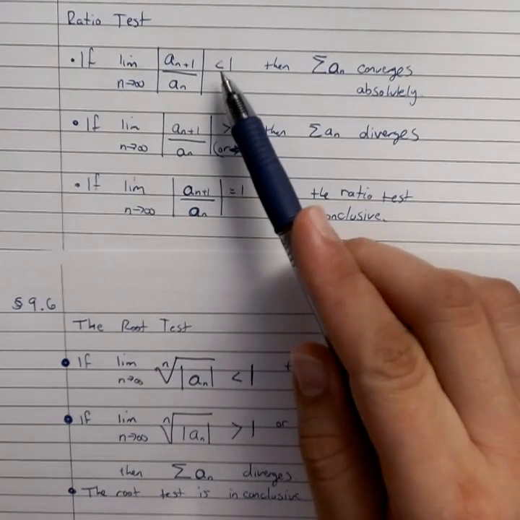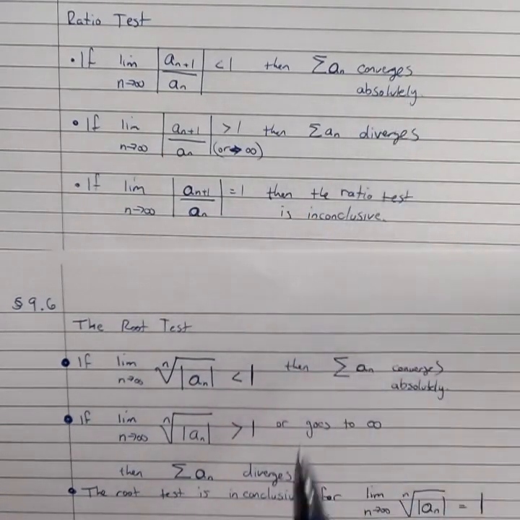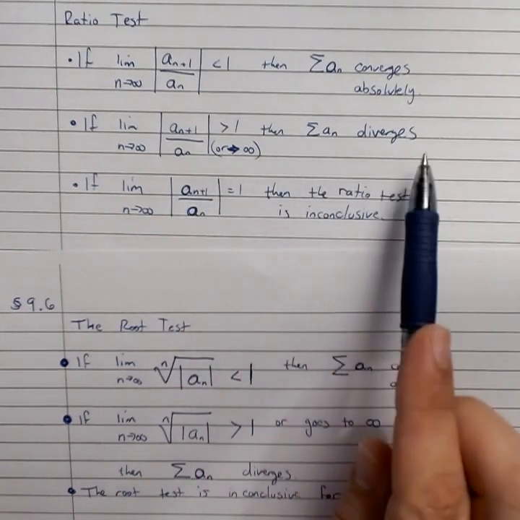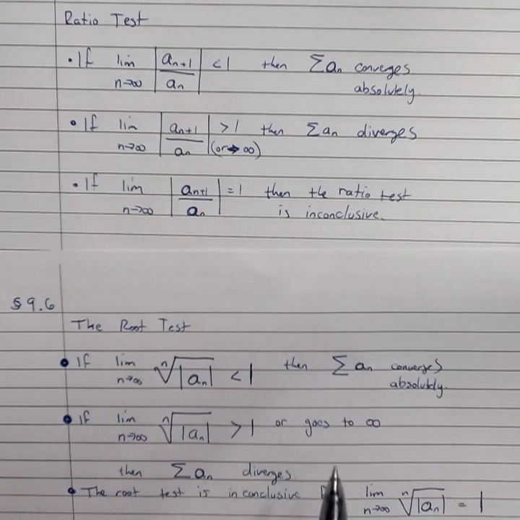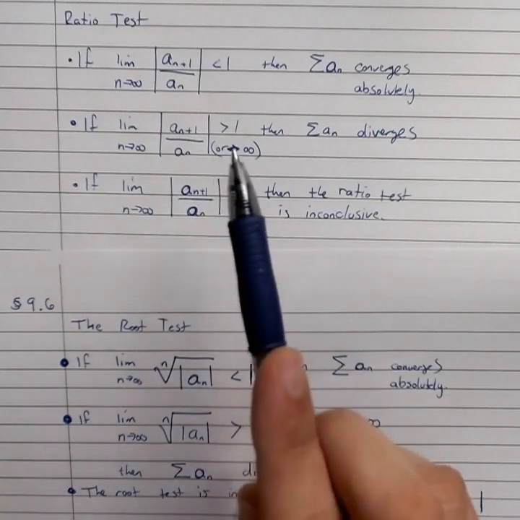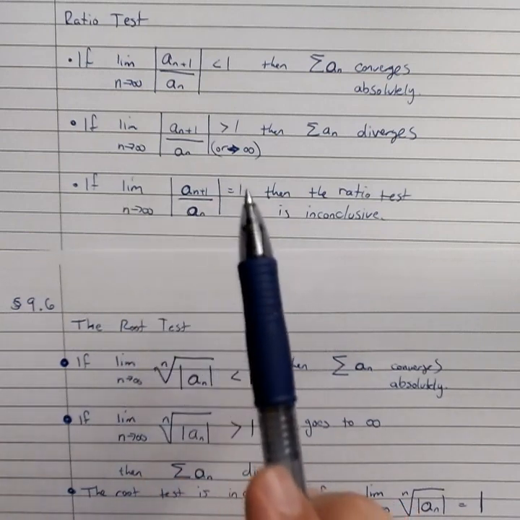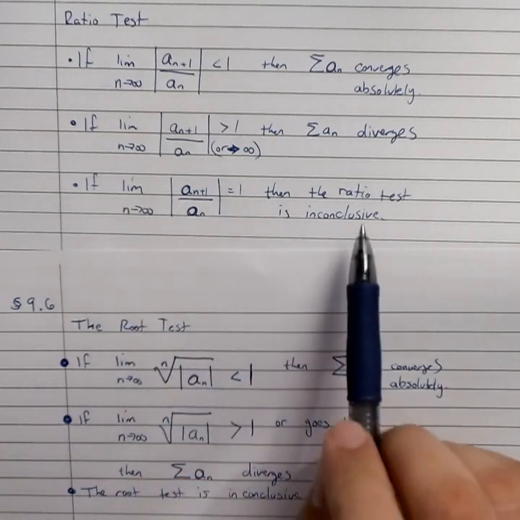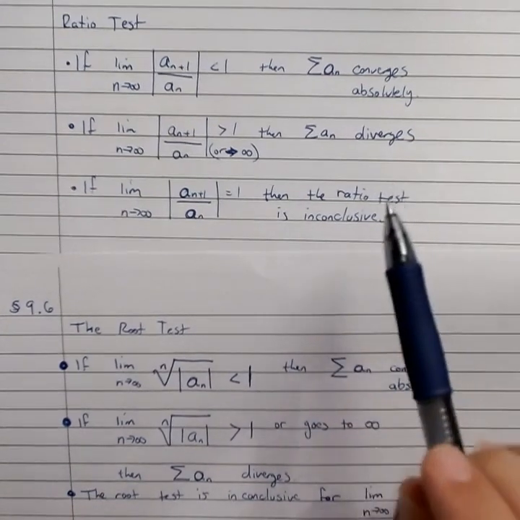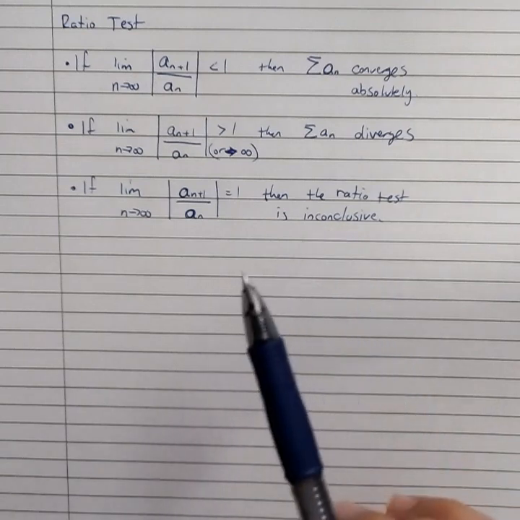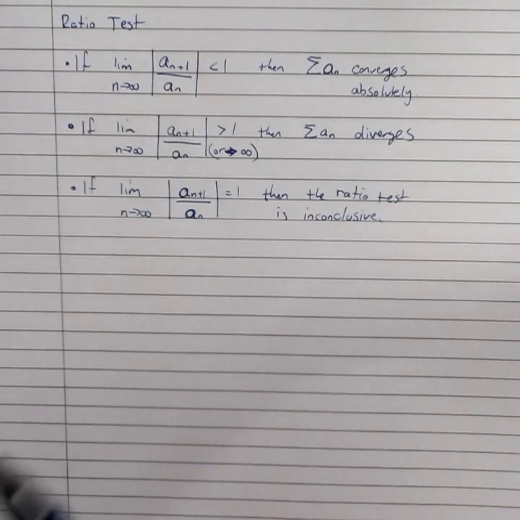If this limit is less than 1, your series converges, just like it did for the root test. If this limit is greater than 1, or if it goes to infinity, your series diverges, just like the root test. And finally, if the limit is equal to 1, that's the instance where your test is inconclusive. That means we don't know if the series converged or diverged. We just have no idea, so we would have to try a different test to tell us what happens in that instance.